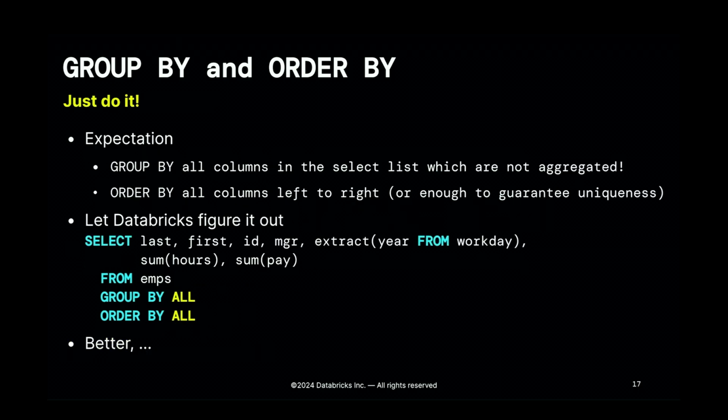So the idea here is to just say, Databricks, just do what you know I want to do, right? The expectation is that when you do a group by, it groups by all the columns in the select list which are not aggregated. That's obvious, right? It doesn't really need a rocket scientist to figure this one out. And when you do an order by, just order by all the columns from left to right, using default ascending order, or at least enough of them to guarantee uniqueness, right? You can be smart about it and drop stuff at the end, but just do the right thing. So let Databricks figure it out, and this whole thing collapses to just group by all and order by all. Okay, so this is much better.